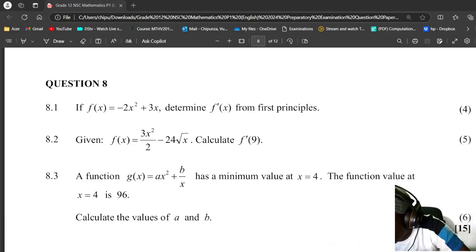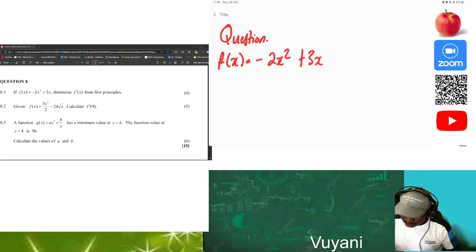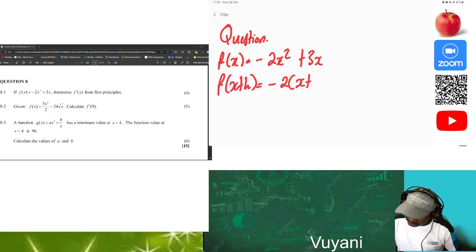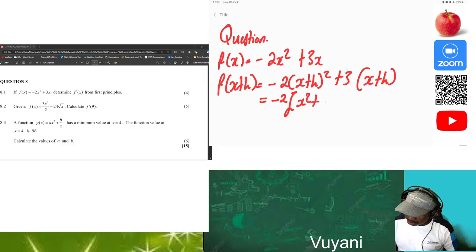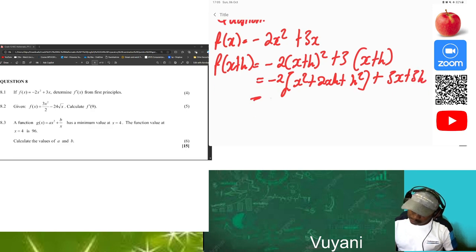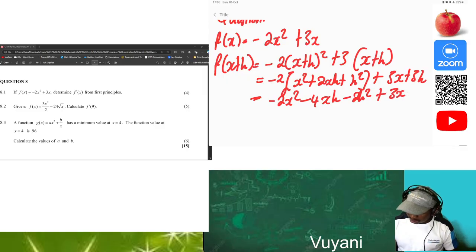So let's do that quickly because we don't have time. Of course, we need our f of x plus h, which will be equal to negative 2 times x plus h, squared, plus 3 times x plus h. That will be negative 2 times x squared plus 2xh plus h squared, plus 3x plus 3h. Multiplying all through by negative 2, that will be negative 2x squared minus 4xh minus 2h squared plus 3x plus 3h. Now we have our f of x plus h.